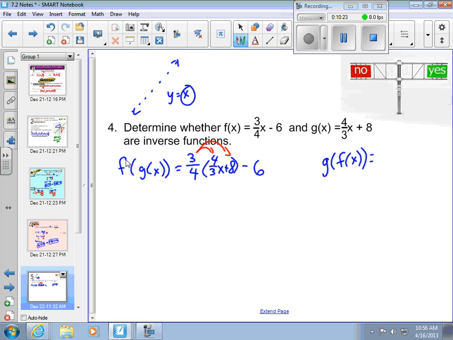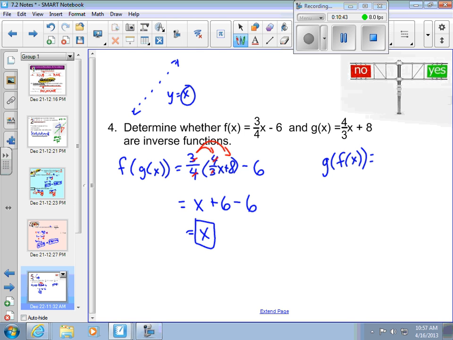If we multiply 3/4 times 4/3, those are reciprocals of each other. It's going to equal 1. So we get 1x, or just x. We also need to take 3/4 times 8. 3/4 times 8 is 6. Simplifying, we get x. Well, we're off to a good start.